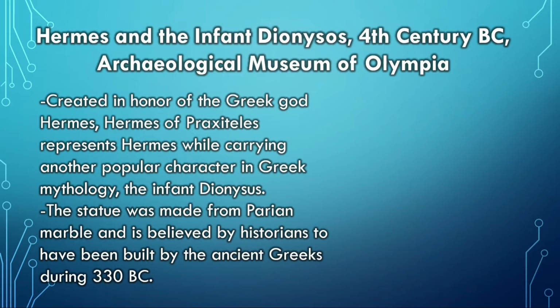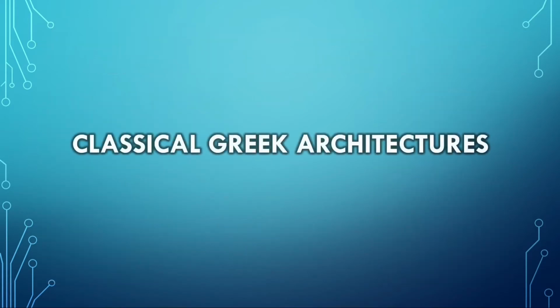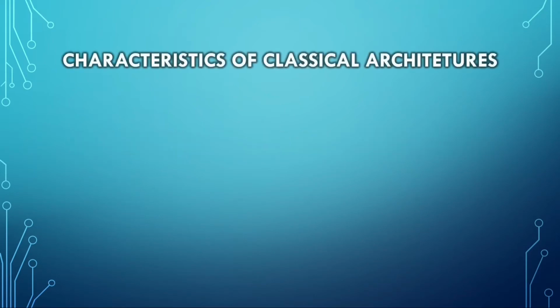Hermes of Praxiteles represents Hermes while carrying another popular character in Greek mythology, the infant Dionysus. The statue was made from Parian marble and is believed by historians to have been built by the ancient Greeks during 330 BC.